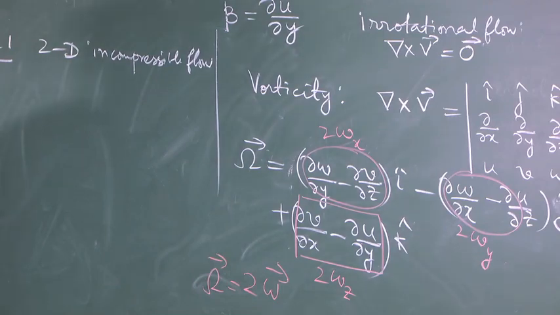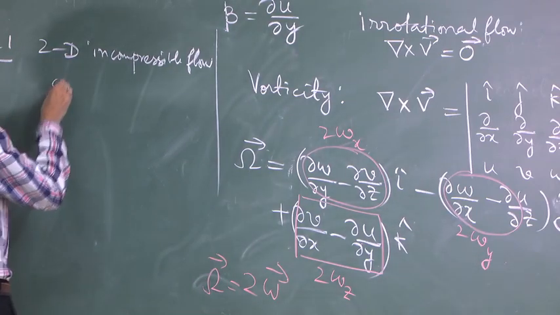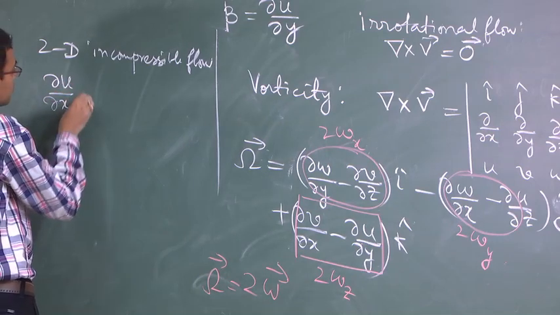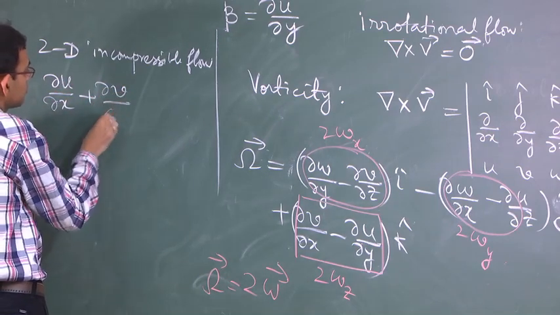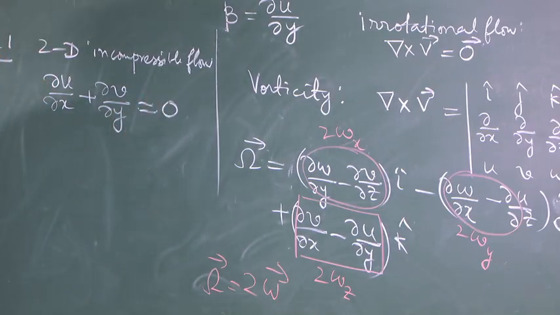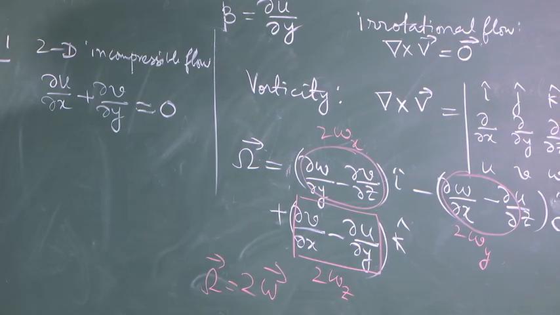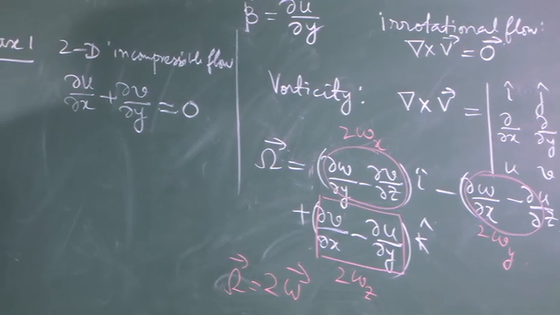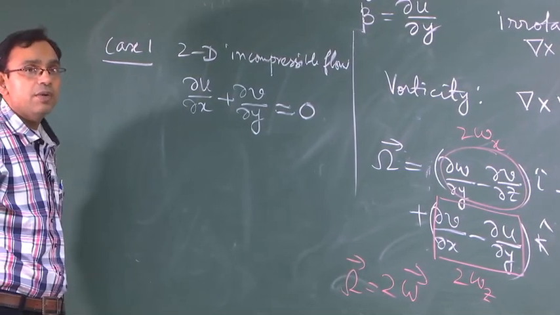So, two dimensional incompressible flow means this one. In the two dimensional incompressible flow you have a single equation with two parameters, u and v. Can you boil down these to a single parameter?